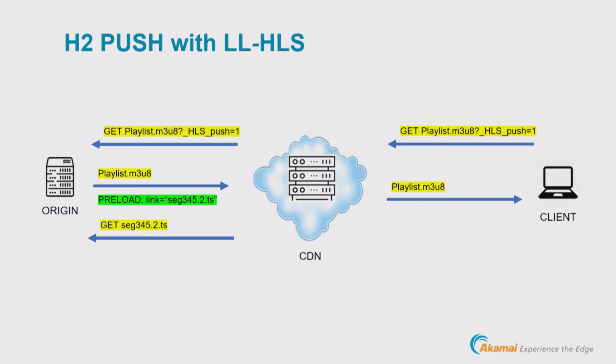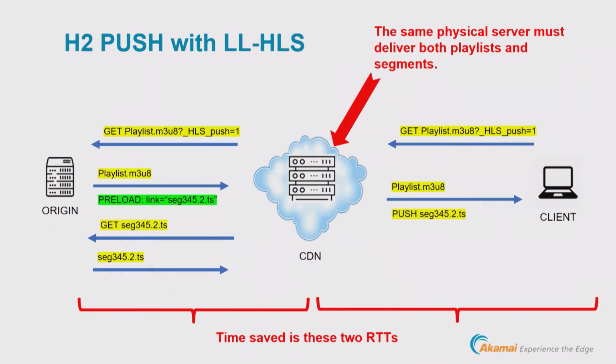It returns the playlist, then it has to go back to the Origin, fetch that last part, and as it receives it, it then adds it as a push on the same response that's returning the playlist. So when the client turns around, reads the playlist, and requests that part, it's already been pushed to it. Notice that the H2 push is only required at the CDN edge. It's not a chained series of H2 pushes coming from the Origin all the way through. The time it's saving is those 2 round trips. Otherwise, the client would go back to the CDN, CDN back to the Origin, and all the way back to fetch it. But it means that the edge server needs to deliver both the playlist and the segment.